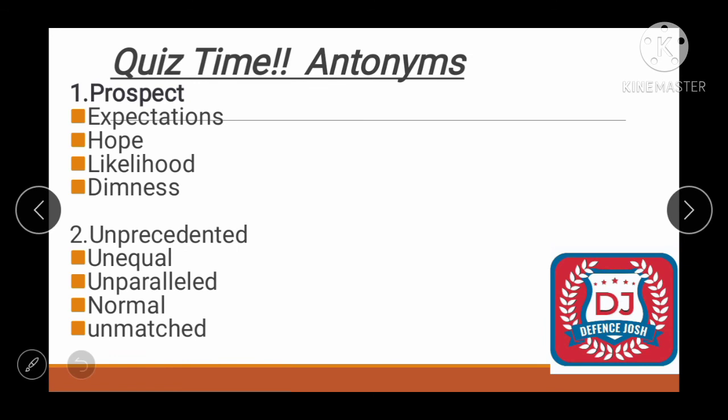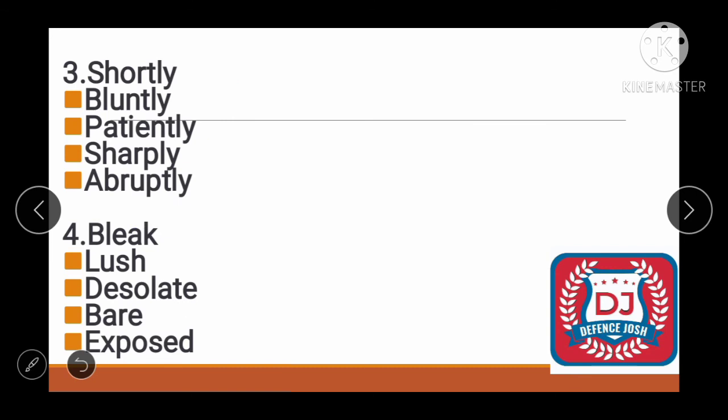Okay. So it's a quiz time. You have to find the opposite meaning of these words. Okay. So let's see how much do you know. So first one is prospect. Prospect opposite would be dimness, because all others have a similar meaning to prospect. All right. Next one is unprecedented. See friend, opposite of unprecedented is normal, because unequal, unparalleled or unmatched are similar in meaning to unprecedented. All right. Next one is shortly. Shortly opposite would be patiently, because bluntly, abruptly and sharply are similar in meaning to shortly.